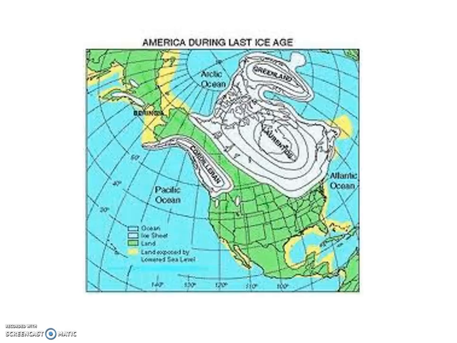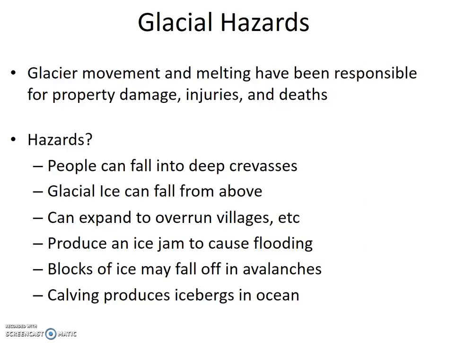And we also have the Cordilleran ice sheet in the Rockies. I like this image because it shows a corridor where animals, and perhaps early humans, could migrate from Russia, Asia, into the Americas. Early humans and present-day humans that live near glaciers are familiar with their associated hazards. Unfortunately, I have never lived by a glacier, but I know that glacier movement and melting have been responsible for property damage, injuries, and deaths.